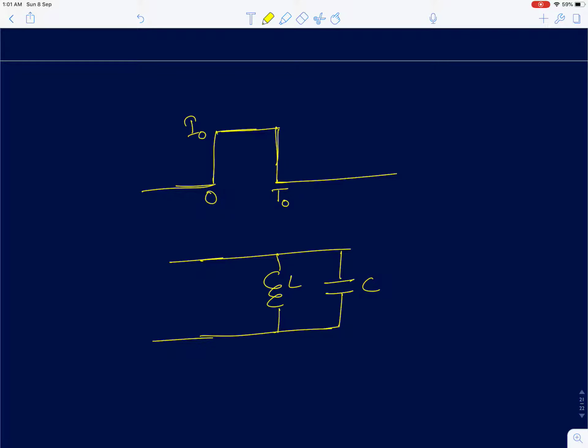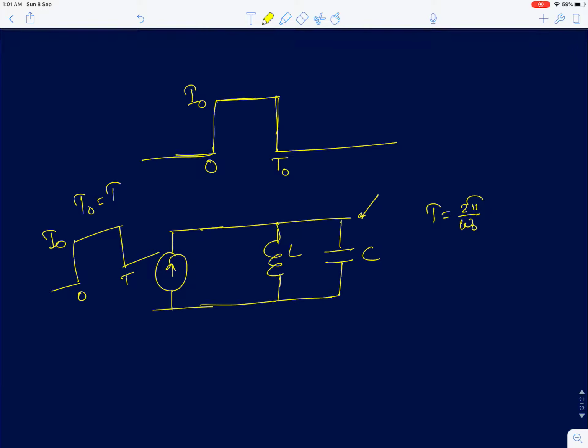So first, now that we have analyzed the energies extensively, I will use intuition to solve this problem. I will assume the pulse width is actually T, where T is the resonant time period, which is 2 pi by omega naught, so capital T naught is equal to T. So it's an I naught, and it exists from 0 till T.